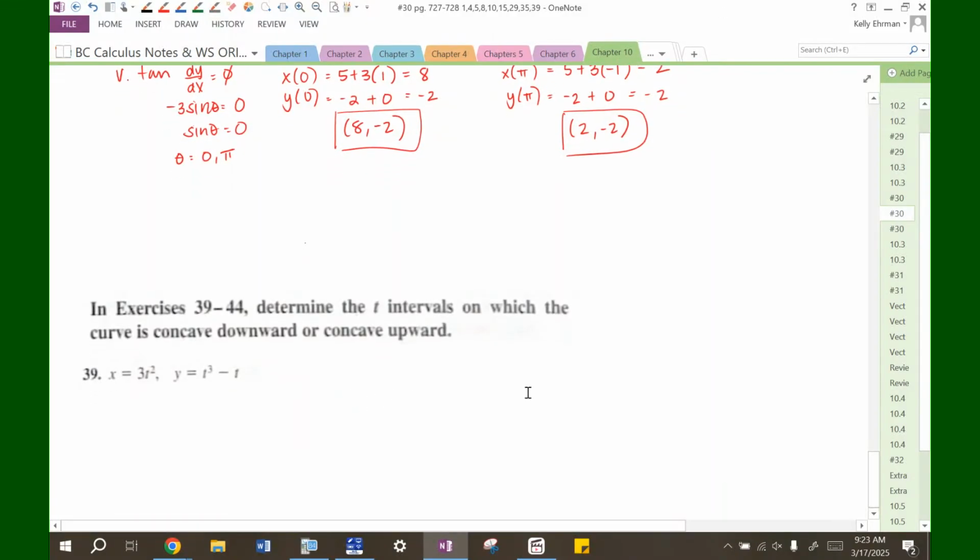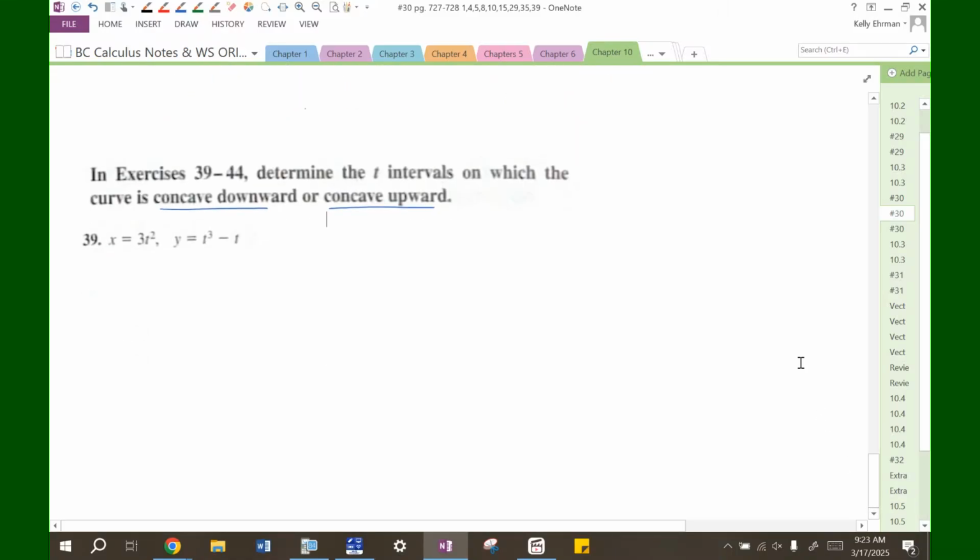For 39, this says determine the intervals on which the curve is concave down or concave up. So concavity is based on the second derivative, right? So let's get our first derivative so that we can get our second. First derivative is 3t squared minus 1 over 6t. And I just realized I found a mistake in my key for 39. All right, so this is dy/dx.